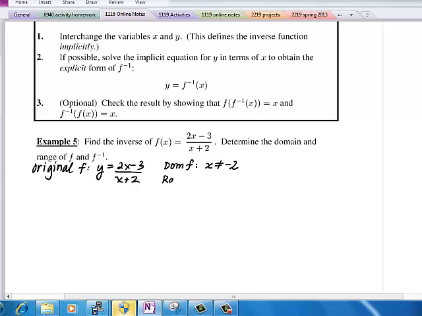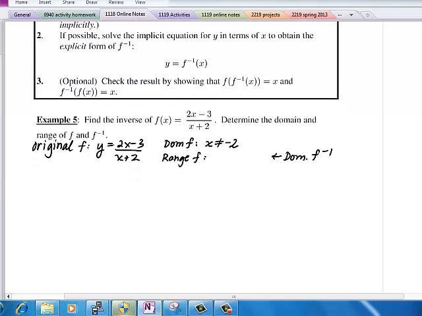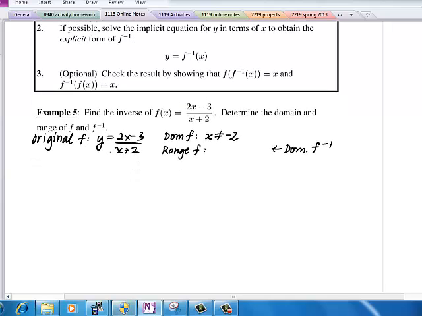But the range of f would not be easy to see without a graph. So what we're going to do is wait till we have a formula for f inverse, and that will be the domain of f inverse. So once we have the formula for f inverse, we'll be able to come back and write down what the range of f would be. So my original function f would be y equals (2x minus 3) over (x plus 2).